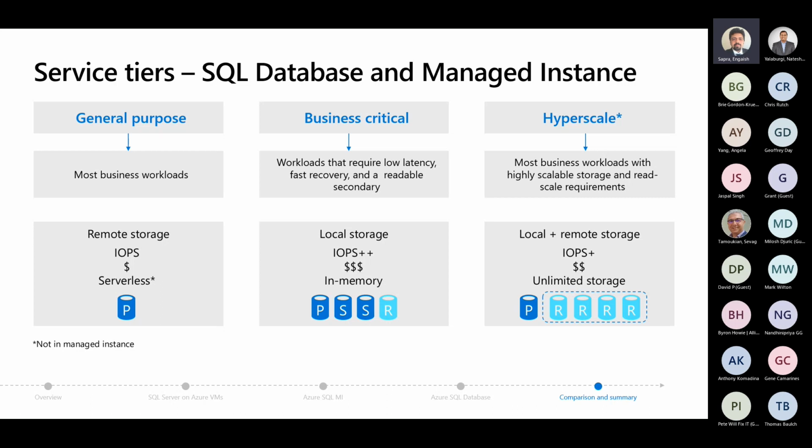Hyperscale is for most business workloads with highly scalable storage, almost 100 TB plus, and read scale requirements. From a performance and cost perspective, hyperscale falls somewhere between general purpose and business critical. Currently, it is available only for single databases and not for MIs or pools. So if you choose general purpose within Azure SQL DB and the vCore based model, you have an additional decision to make. What is the vCore model?